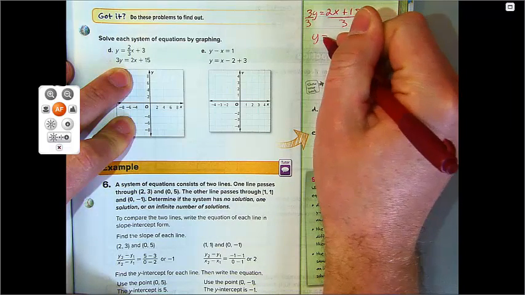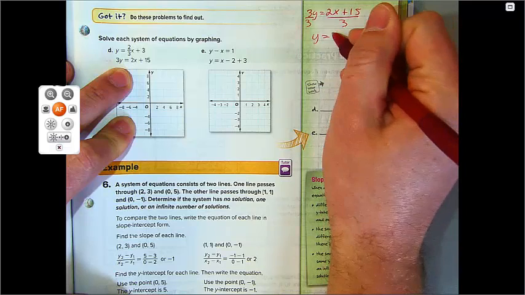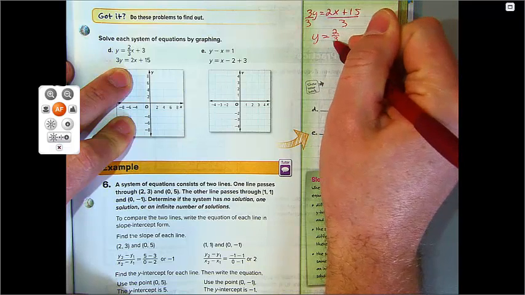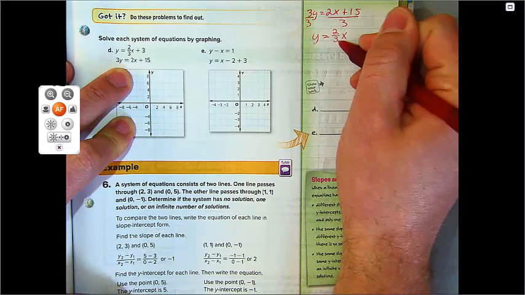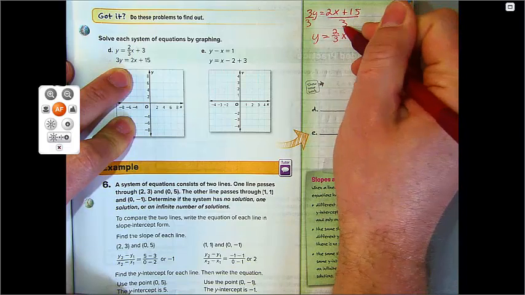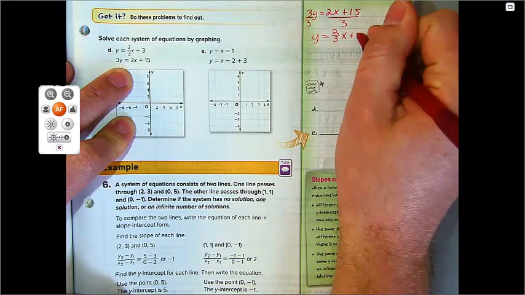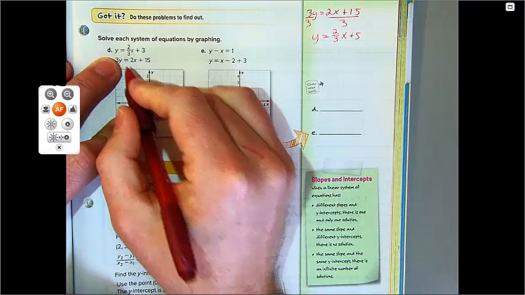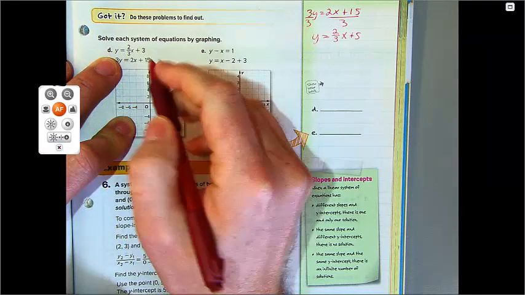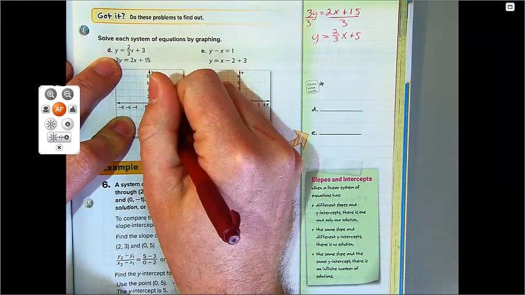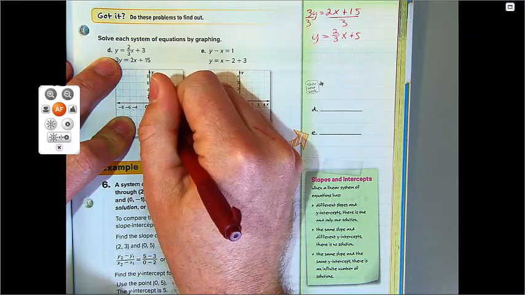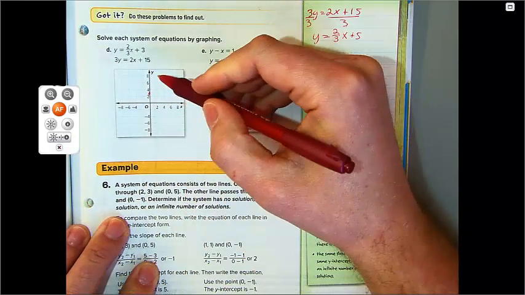So we get y equals, well, 2 divided by 3 just turns into 2 over 3x. So our rise of 2, run of 3. Then 15 divided by 3 is 5. So we have our first equation, 2/3 x plus 3. So we start at, there's 2, there's 4, in the middle is 3. You got to be very careful when you graph these.